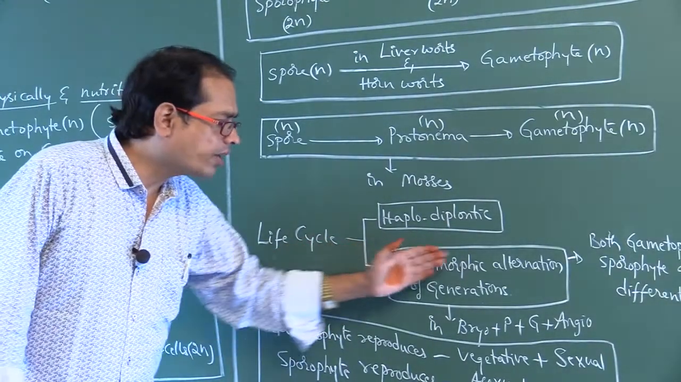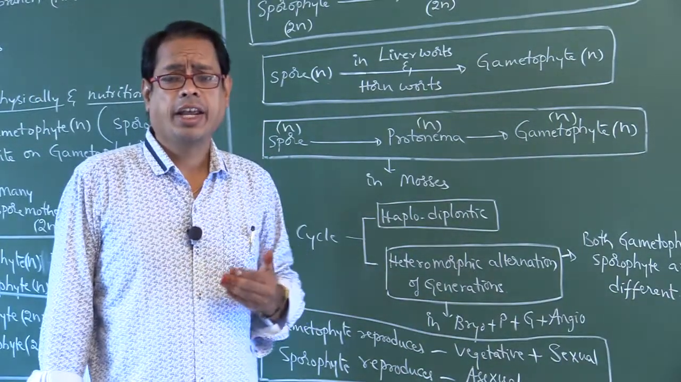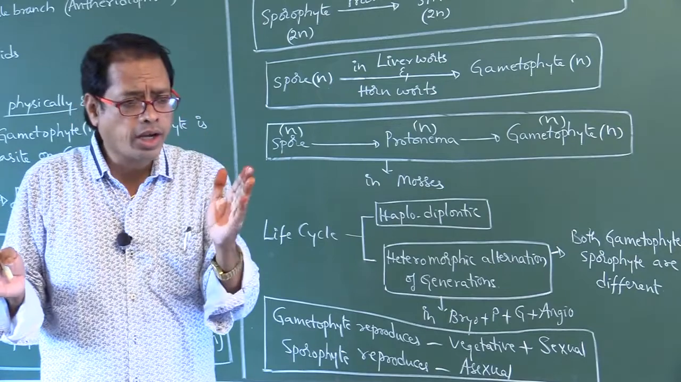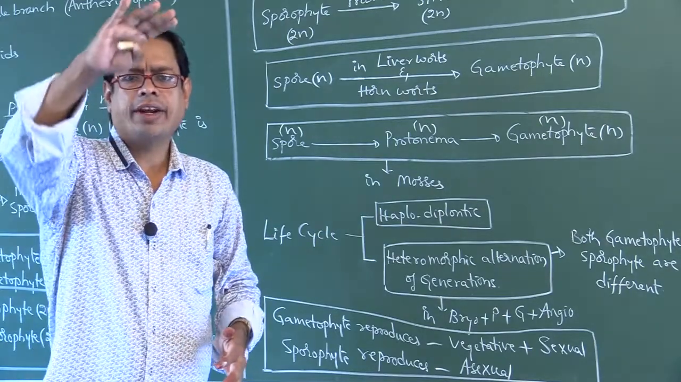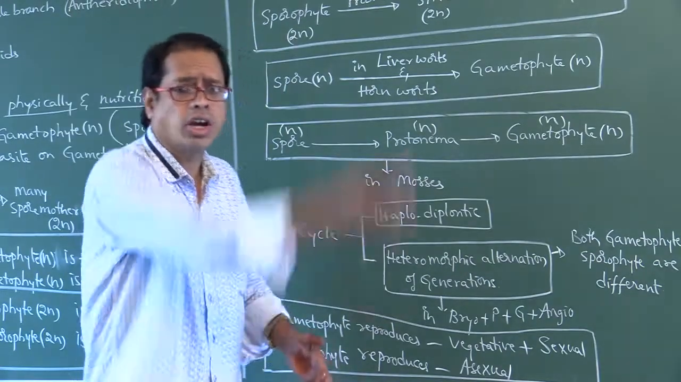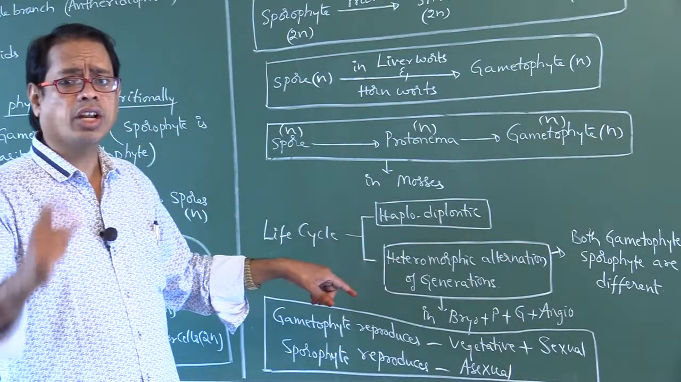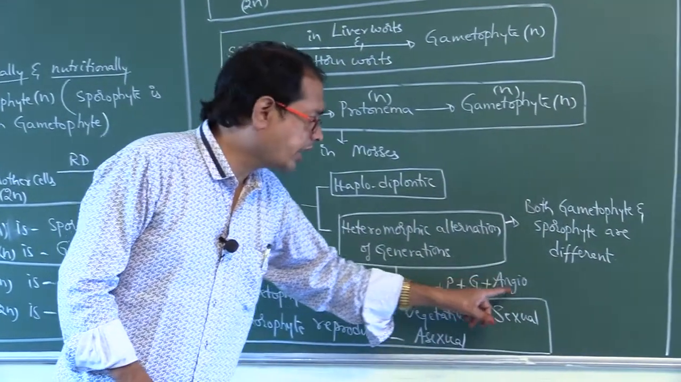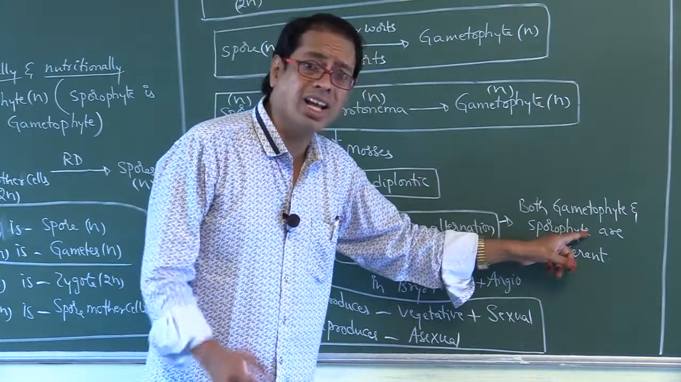Next, heteromorphic alternation of generations is found. What does it mean? Heteromorphic. Hetero means different. So, the gametophyte is present, later on the sporophyte. One is haploid, another is diploid. So, two different phases are found in the life cycle. The gametophyte alternates with the sporophyte. The sporophyte alternates with the gametophyte. This type of alternation of generations is called heteromorphic. Overall, heteromorphic alternation of generations is found in Bryophyta, Pteridophyta, Gymnosperms and Angiosperms. What is heteromorphic alternation of generations? Both gametophyte and sporophyte are different.